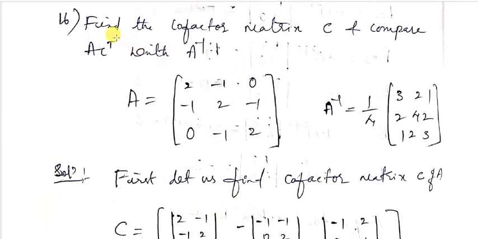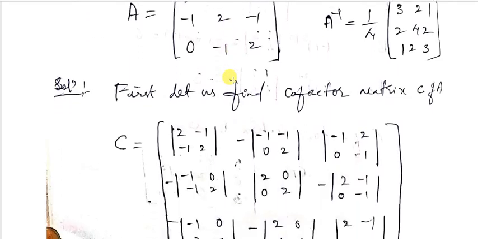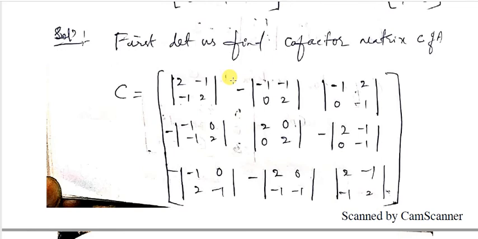So in this example, we have to find the cofactor matrix C, and we have to compare the results AC transpose with A inverse. Okay, matrix A is given and will be given inverse of this matrix. After finding the cofactor matrix, just we have to compare the product AC transpose with A inverse. Okay, so let us find the cofactor matrix. Here, I have not written the formula of the cofactor matrix. Instead, directly I have written the cofactor matrix. You can follow this also instead of writing all the cofactors using the formula.